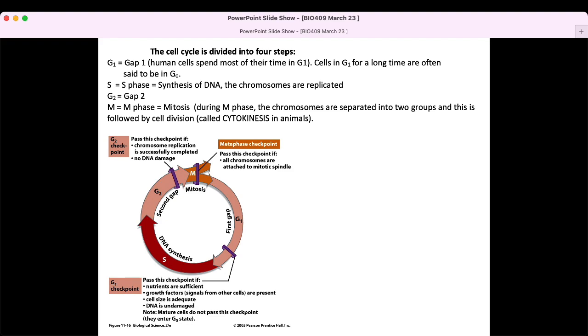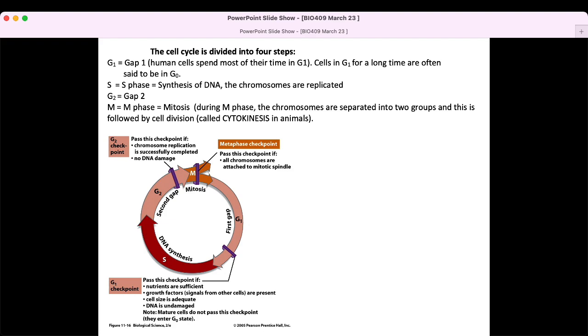Then S phase. And S phase stands for synthesis. It's DNA synthesis. It's DNA replication. It's when the chromosomes get duplicated. The chromosomes are invisible at this time. So it's a very subtle process. Under a microscope, it can't be seen. But it happens, just out in the middle of the cell's process, it copies its DNA.